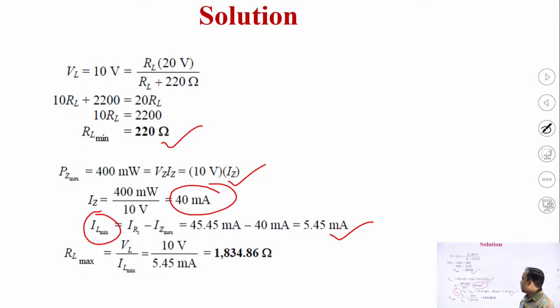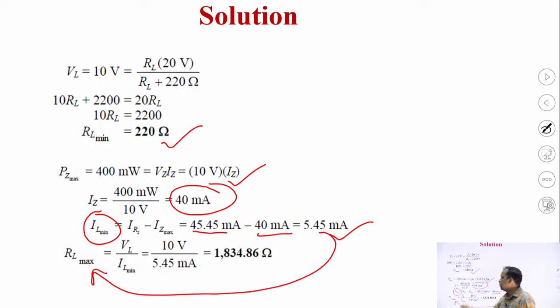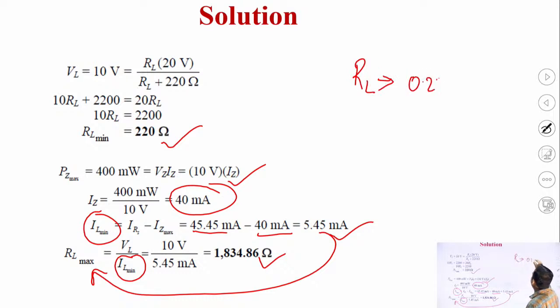So that will be 45.45 milliampere minus 40 milliampere. The value will be 5.45. And now we are utilizing this value to obtain the value of RL maximum. So RL maximum will be VL divided by IL minimum. So here we can see that the satisfactory range for RL will be 0.2202 to 1.83 kilo ohms. This is the range for RL.